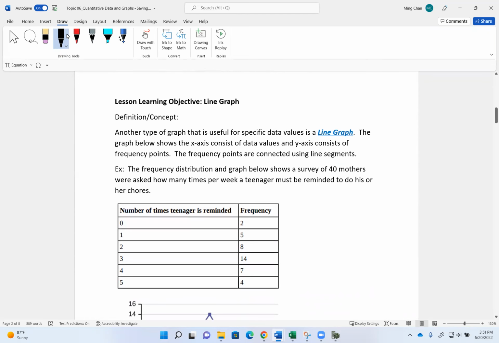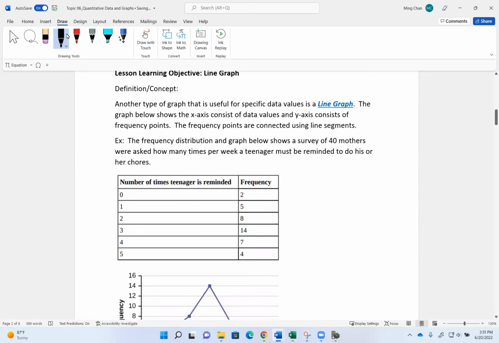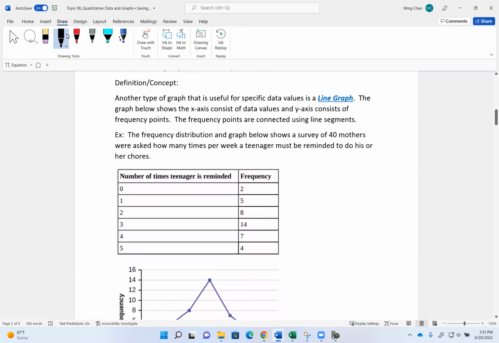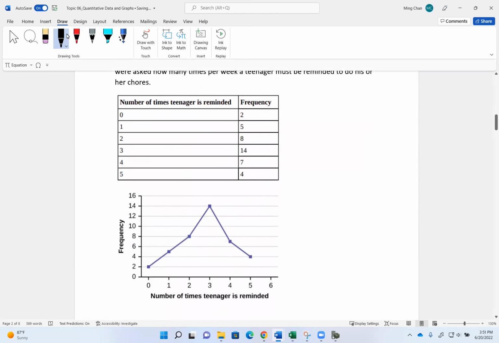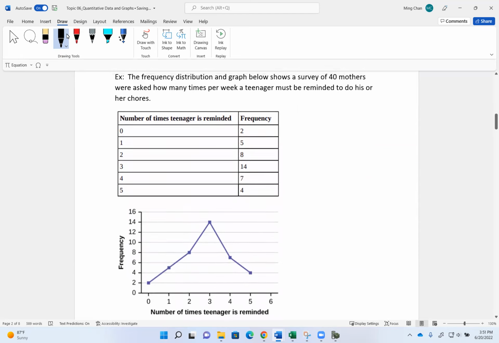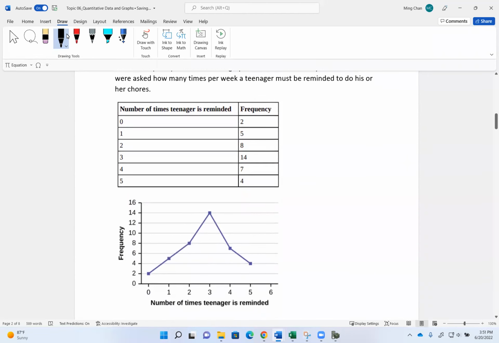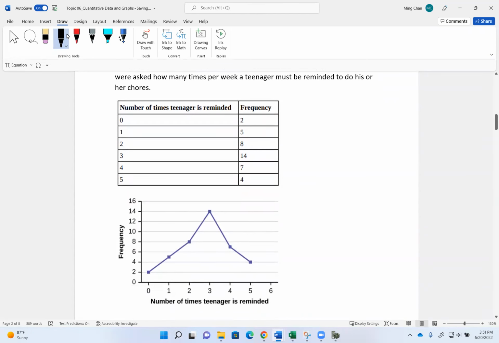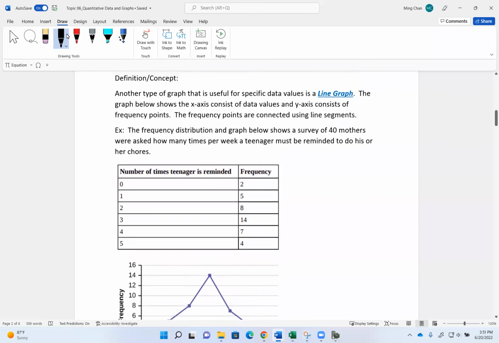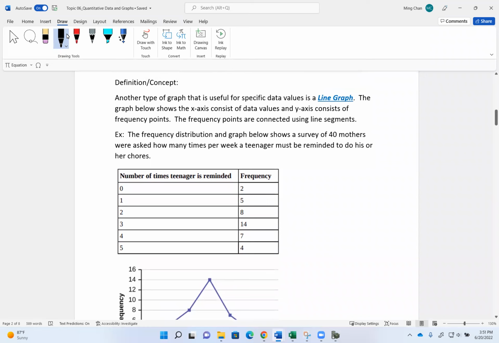Our other type of quantitative graph is called the line graph. So the graph below shows the x-axis consists of the data and the y-axis consists of frequency points. So here's the data, okay? The x-axis consists of the number of times a teenager is being reminded to do chores. So there are 40 mothers, so the total frequency here is gonna be 40 mothers. So a typical line graph, okay, no reminder, frequency is 2. So the y-axis here consists of the frequencies.